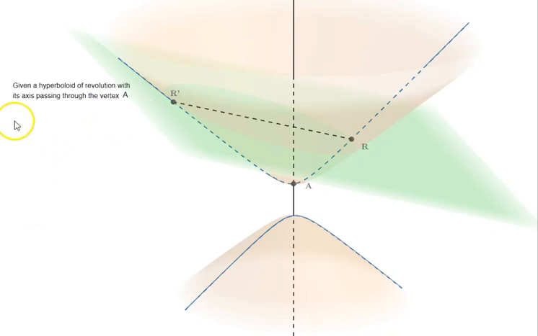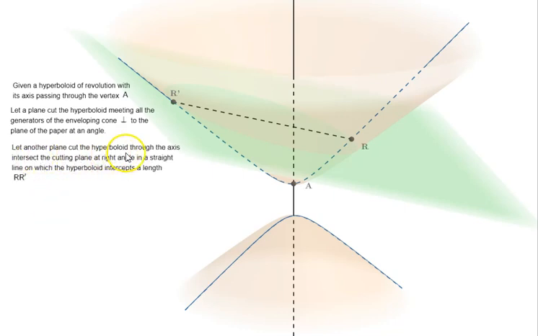Given a hyperboloid of revolution with its axis passing through the vertex A, let a plane cut the hyperboloid meeting all the generators of the enveloping cone, perpendicular to the plane of the paper at an angle. Let another plane cut the hyperboloid through the axis, intersecting the cutting plane at right angle in a straight line on which the hyperboloid intercepts a length r prime.